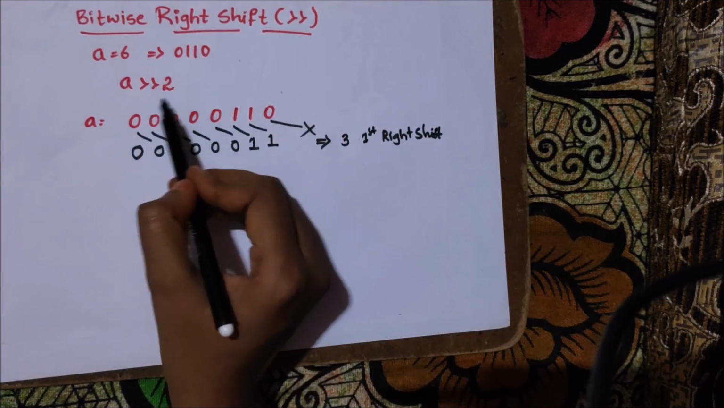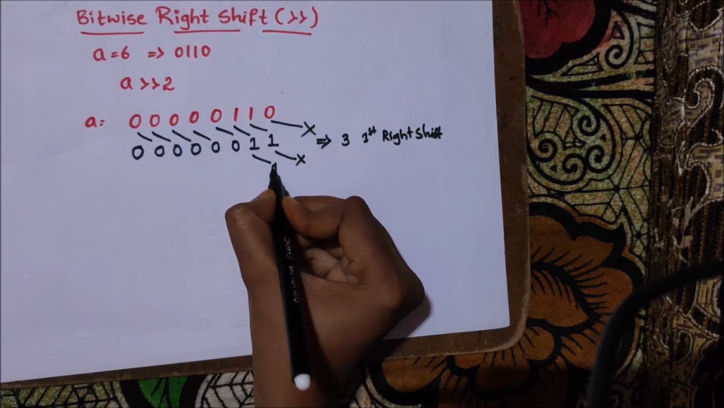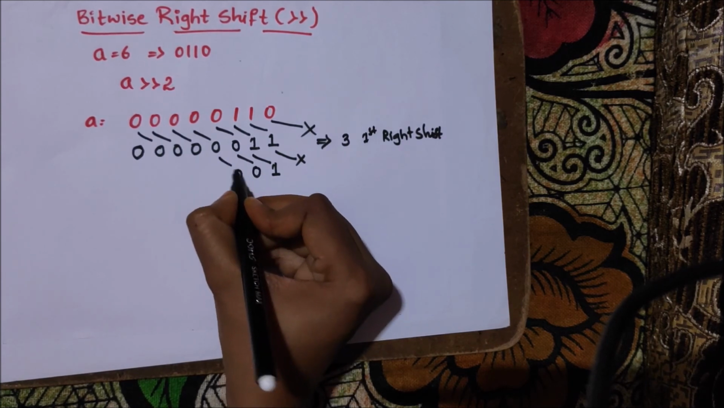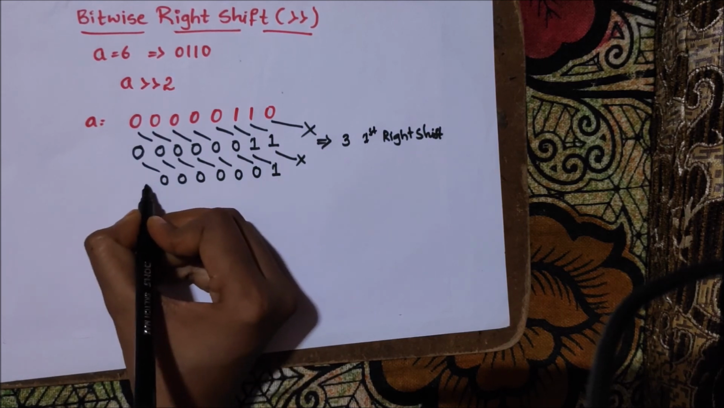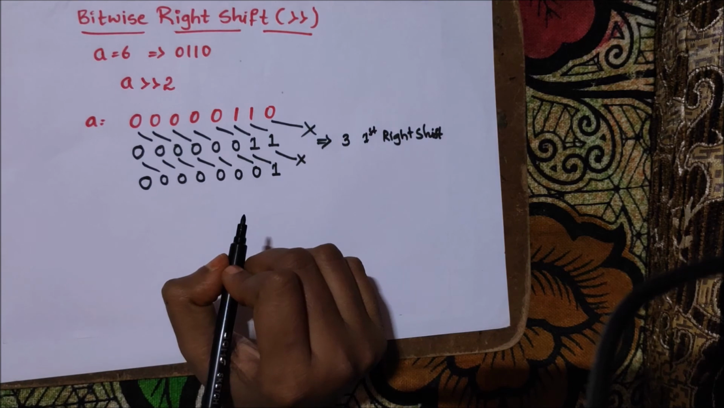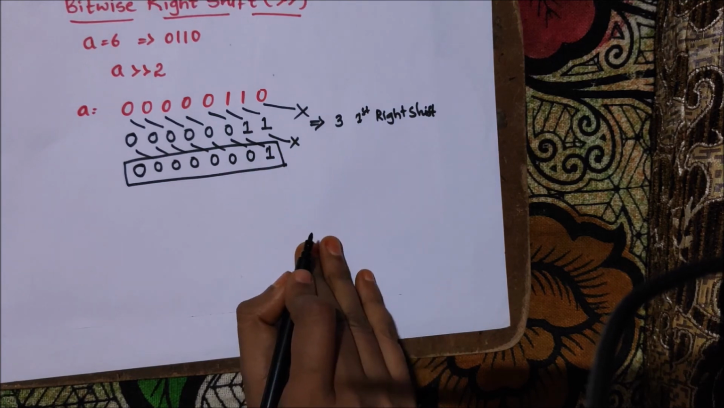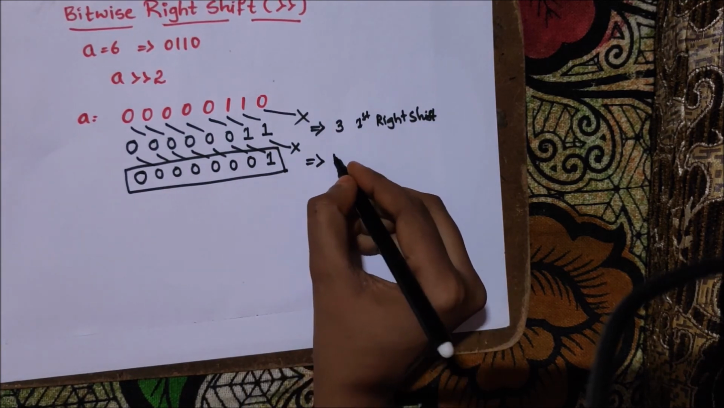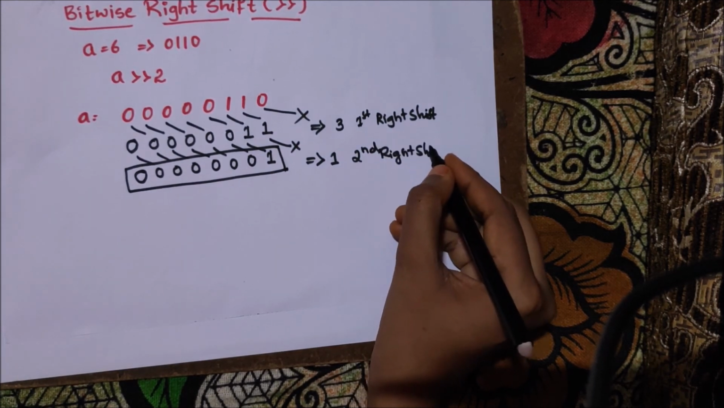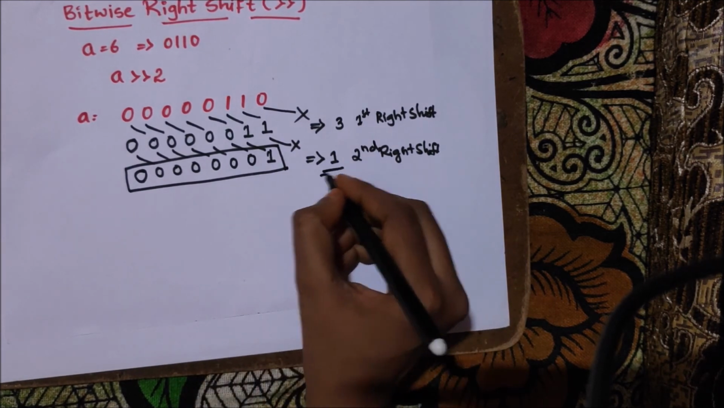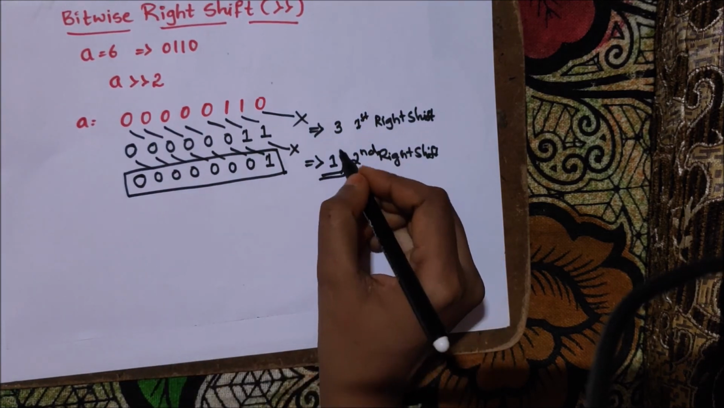But we want to shift it 2 times. Again perform one more time. So this 1 will be popped out, 1 will be shifted here, 0, and so on for all the bits. Now again this position is left blank, so 0 will be inserted. So this is the result after performing the second right shift. This is equivalent to 1. So A is equal to 6, and after performing a right shift 2 times, its result will be 1.